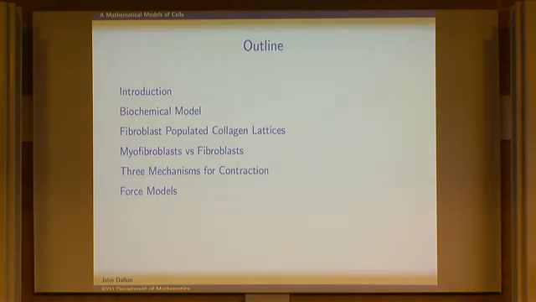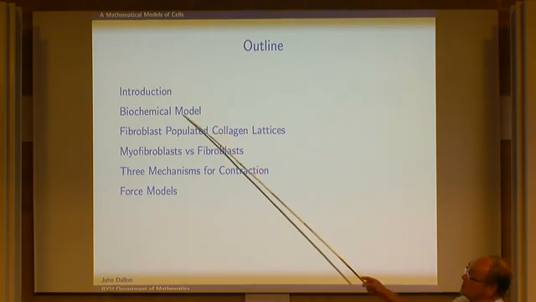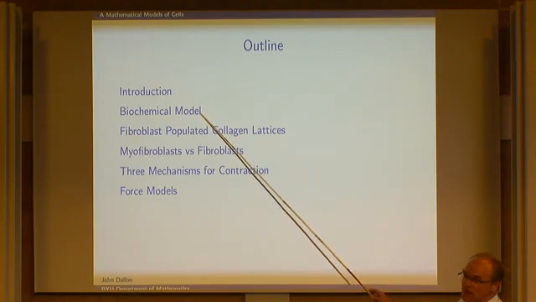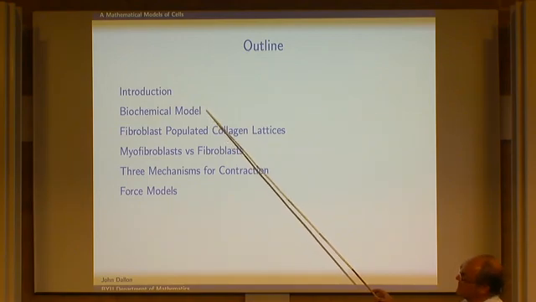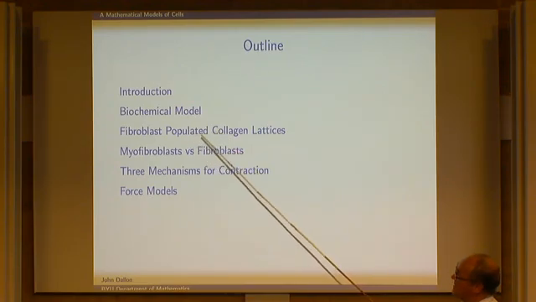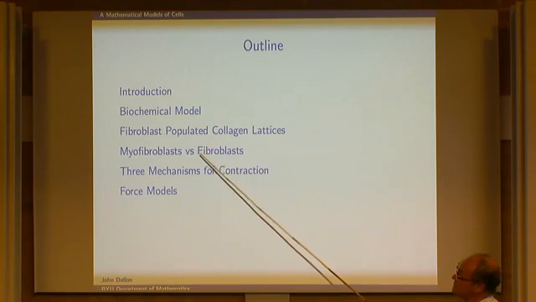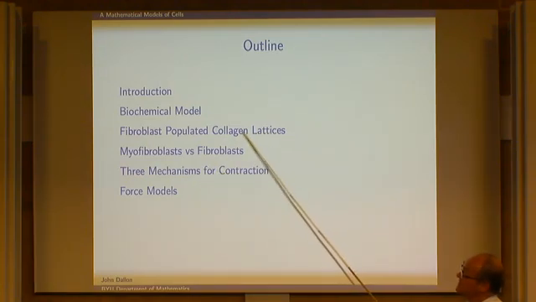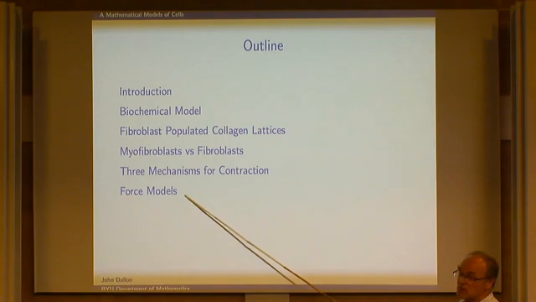So here's the outline. I'll give a little introduction about scar tissue formation, and then I'll talk about some biochemical models, which could be force-based, but I think of them more as biochemical models, which are sort of old. Then I'll talk about fibroblast populated collagen lattices, which means I need to talk about myofibroblasts versus fibroblasts, and the mechanisms for contraction of the lattices, and then some force-based models of contraction.